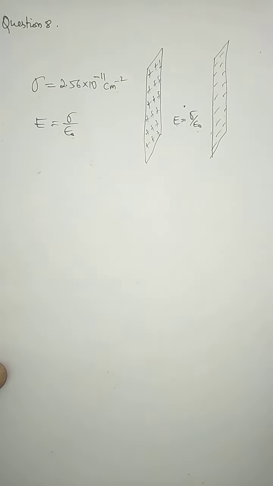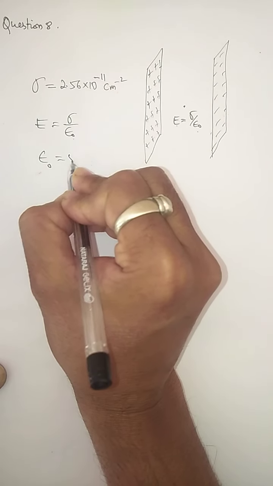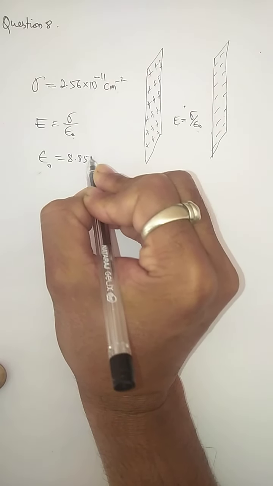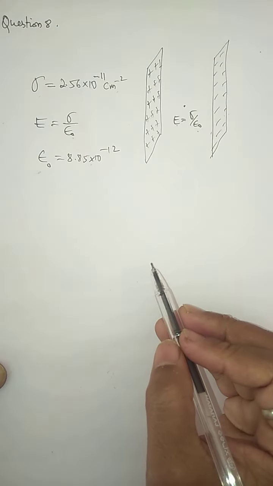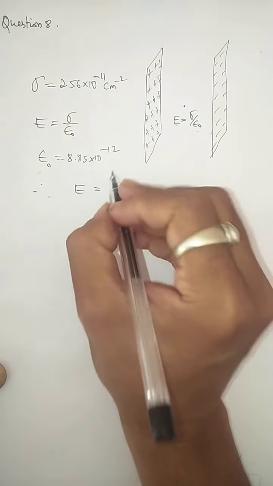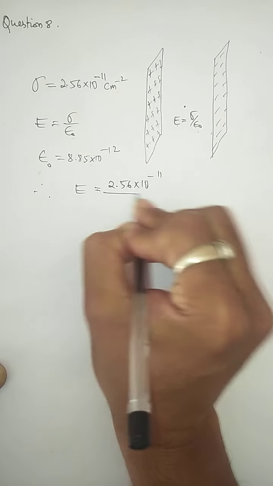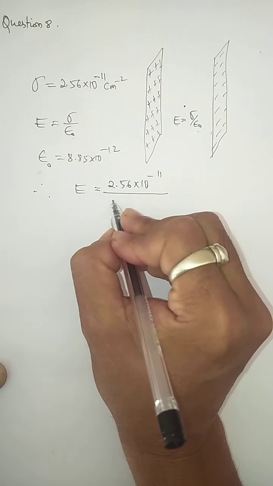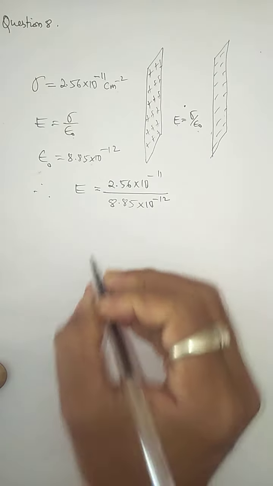Now here epsilon naught means permittivity of what space? Free space. And you know the value of permittivity of free space is always constant, and the value is epsilon naught equals 8.85 into 10 to the power minus 12. So this is the value of permittivity of free space. Let's substitute the values. E equals sigma, 2.56 into 10 to the power minus 11, divided by epsilon naught, that is 8.85 into 10 to the power minus 12.